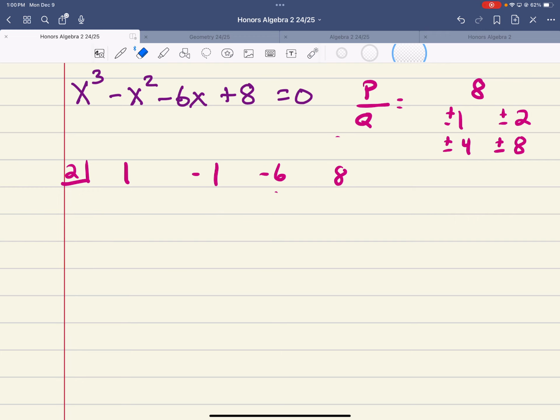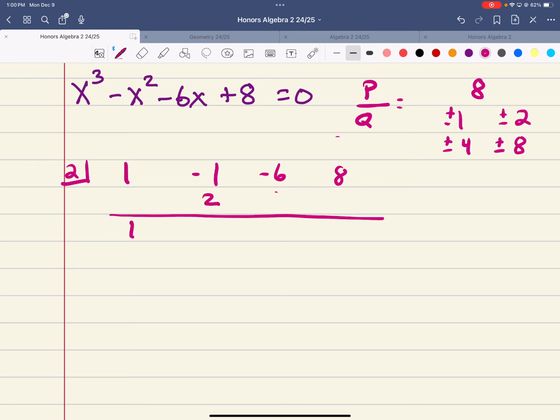And we just try 2 and see if 2 works. And these are our zeros. So we've got 1, we've got 2, we've got 1, we've got 2, we've got negative 4, we've got negative 8, we've got 0. It works. So 2 is one of the zeros.